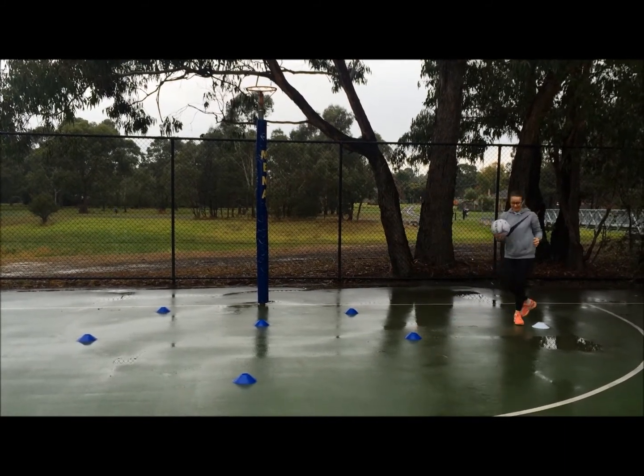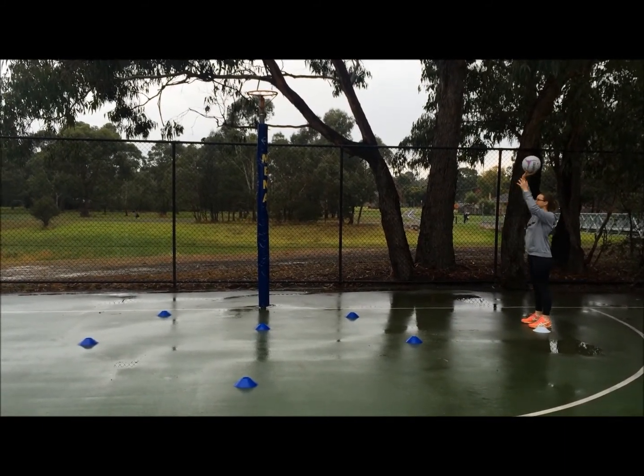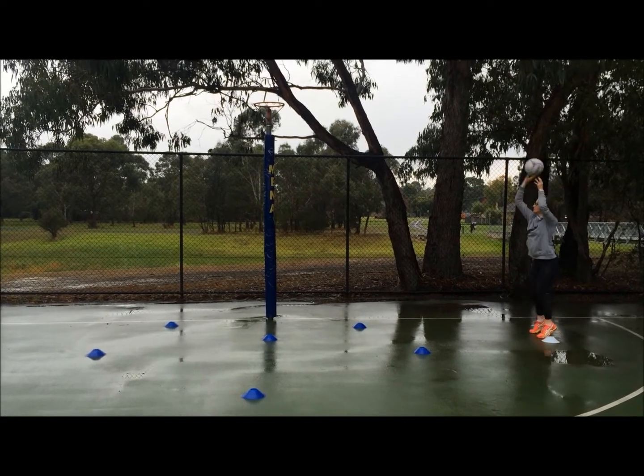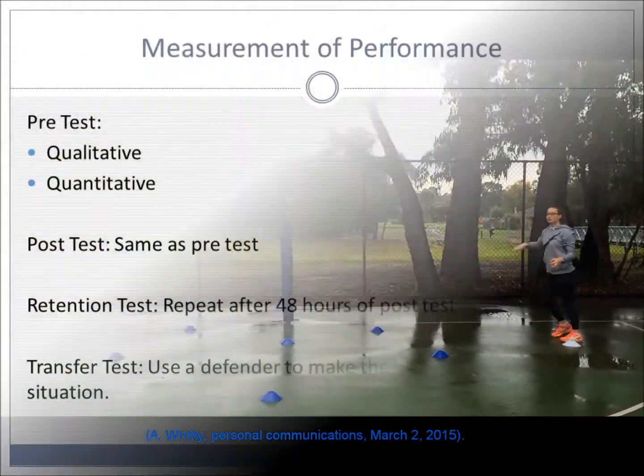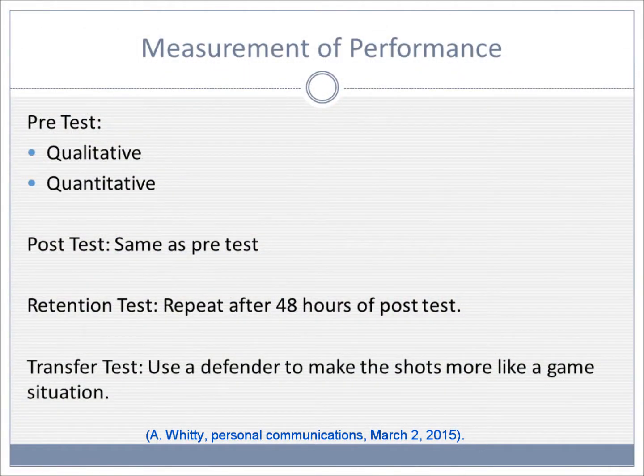The shooter takes a shot from each of the 8 cones placed around the ring. The quantitative test involves 5 shots at 8 cones placed around the ring. Hits and misses are recorded. The shooter will get a score out of 40. Post-test. The post-test is exactly the same as the pre-test and is conducted at the conclusion of the 6-week program.